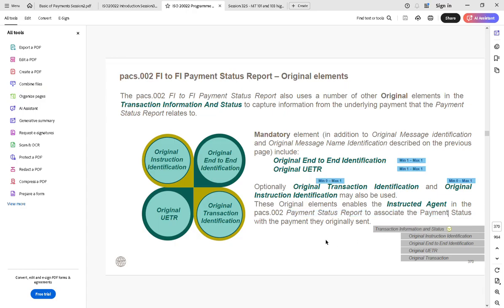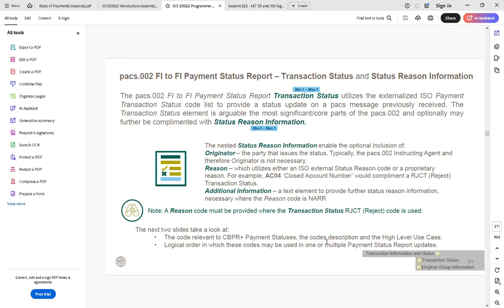Okay, now moving to the next screen. So now what is the transaction status? FI to FI payment status report, transaction status and status reason information.